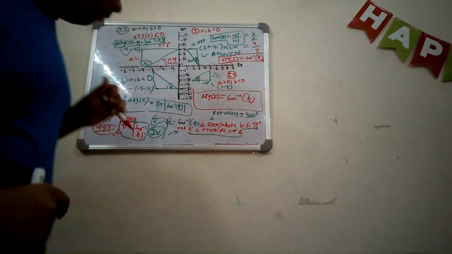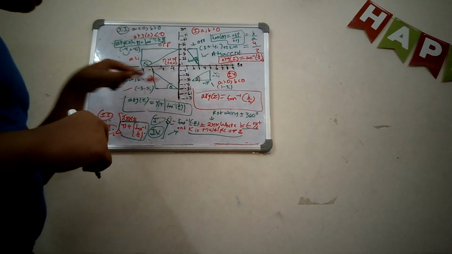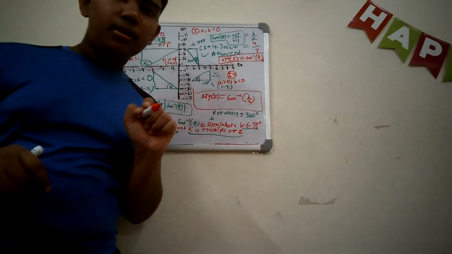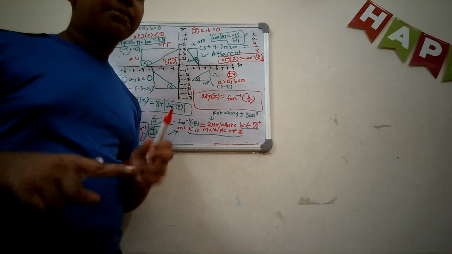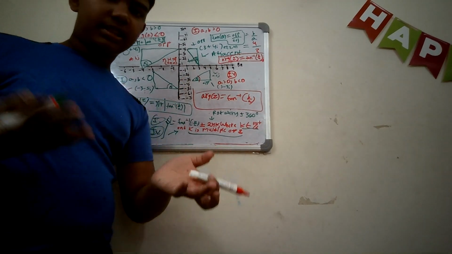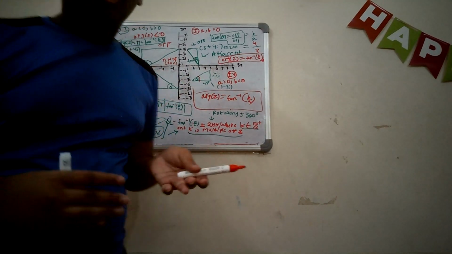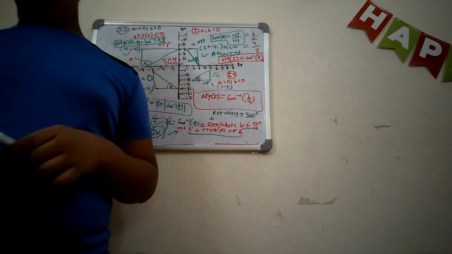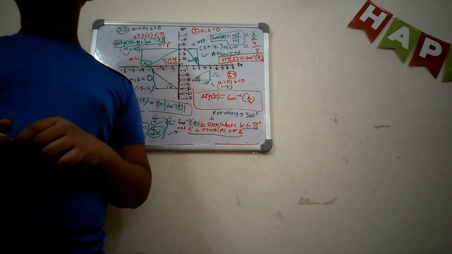But usually, the reason why we use the principal argument is because the principal argument always gives one argument. If we had multiple arguments, it would just be messy. But the argument is also multivalued, so it doesn't matter. Alright?